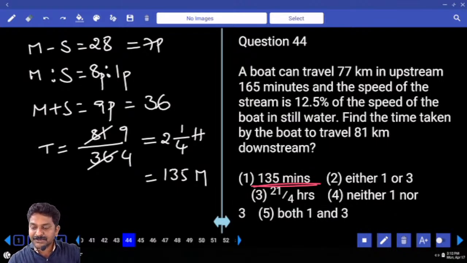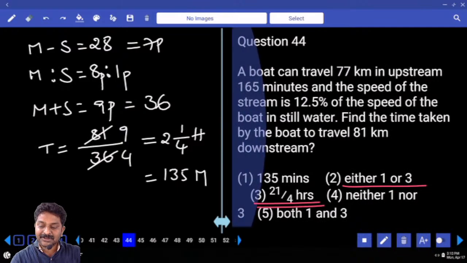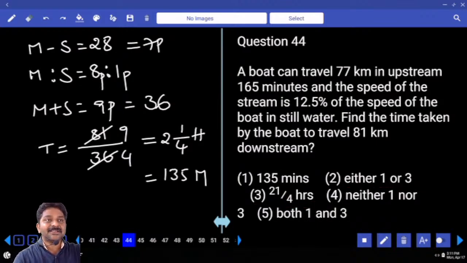Can it be the first option? Just see the second option, either 1 or 3. That means what is there in the third option? It is not 21 by 4, it is 2 1/4. Okay? The representation is in the wrong format, but the meaning is 2 1/4. So it can be the third option also. Right. So what is the final answer?